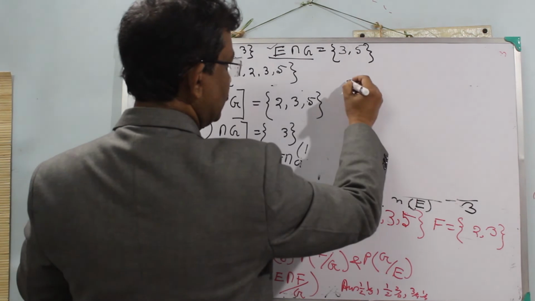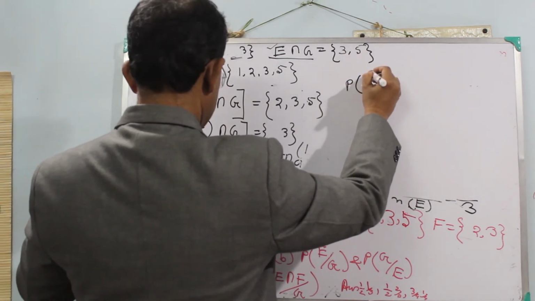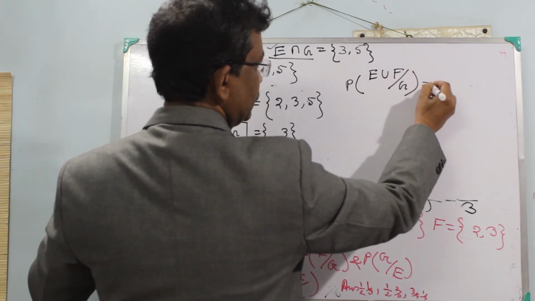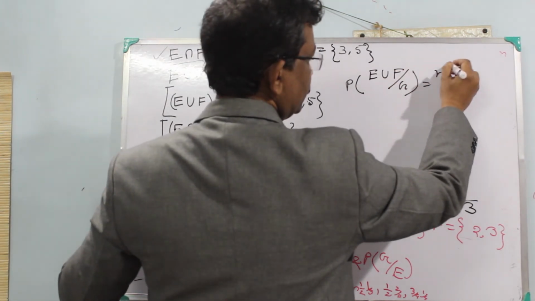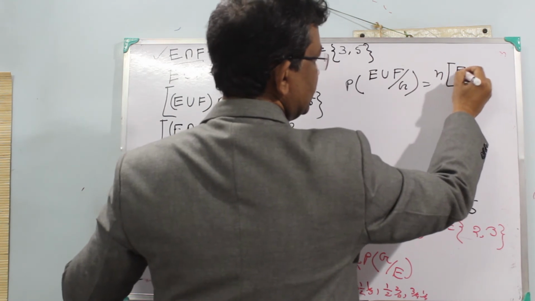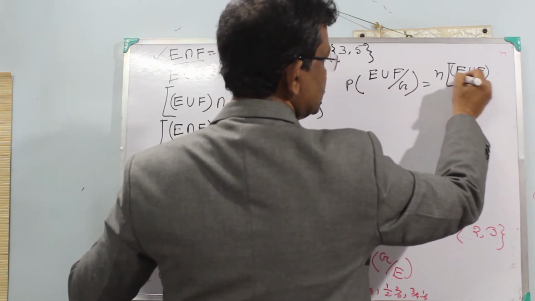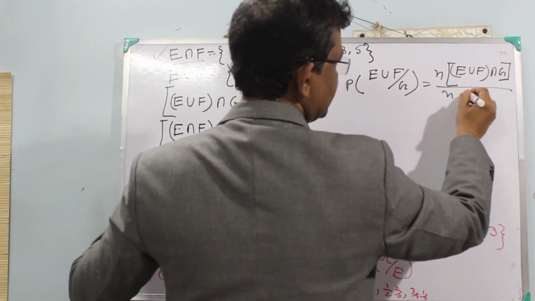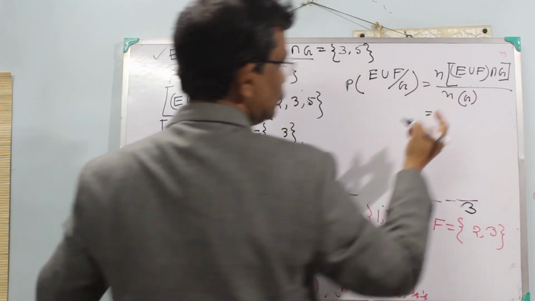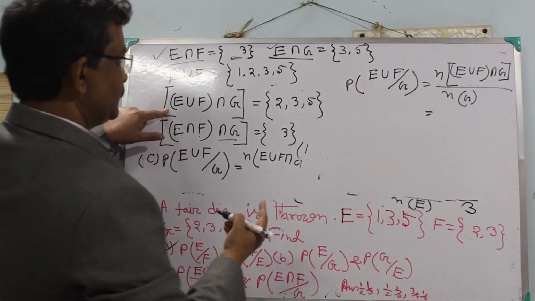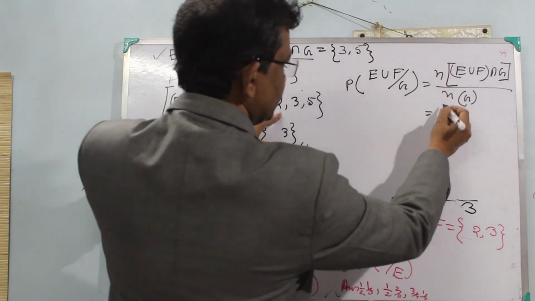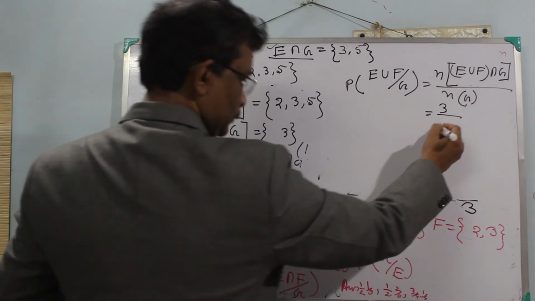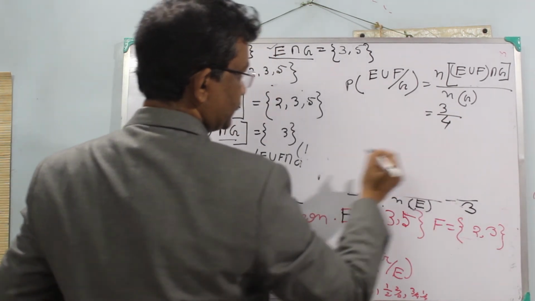So probability of E union F intersection G equals N of E union F intersection G by N of G. So E union F intersection G, number of elements 3, and total number of elements of G is 4. So 3 by 4 is the answer.